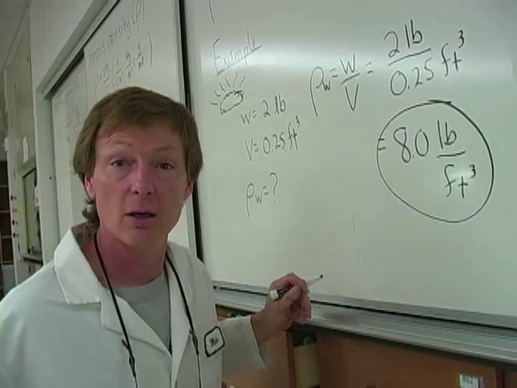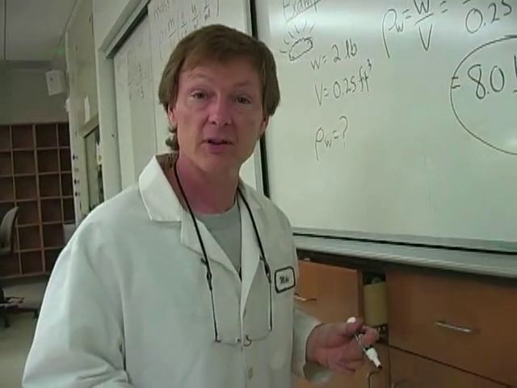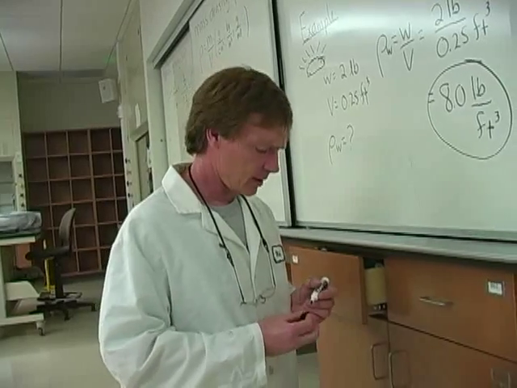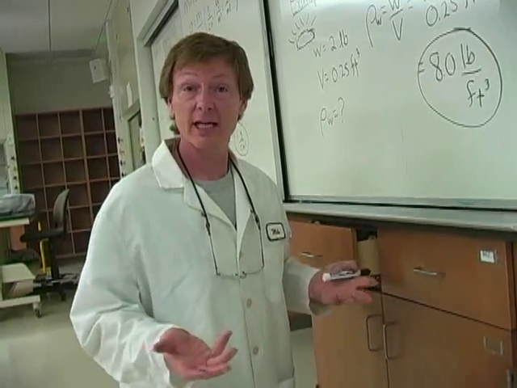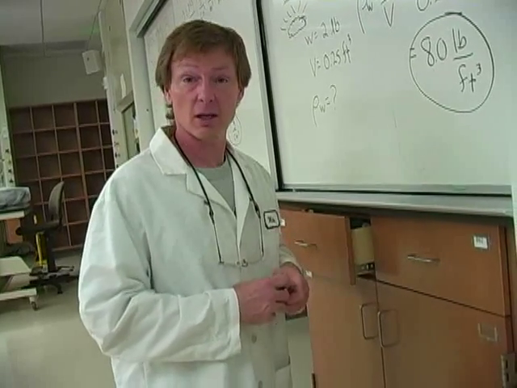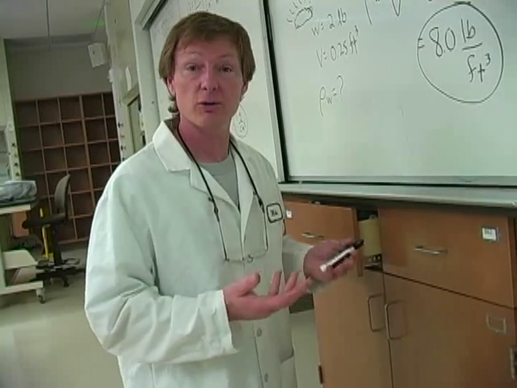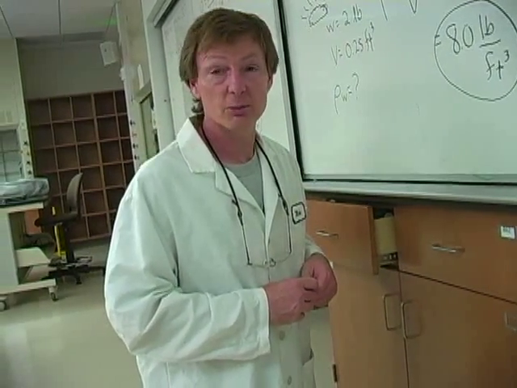Simple as that. Mass density is how much mass I've got in a certain volume. Weight density is how much weight I've got in a certain volume. My weight's about 200 pounds, and I take up about 3 cubic feet of space. So my weight density is 200 pounds over 3 cubic feet. It's about 67 pounds per cubic foot.